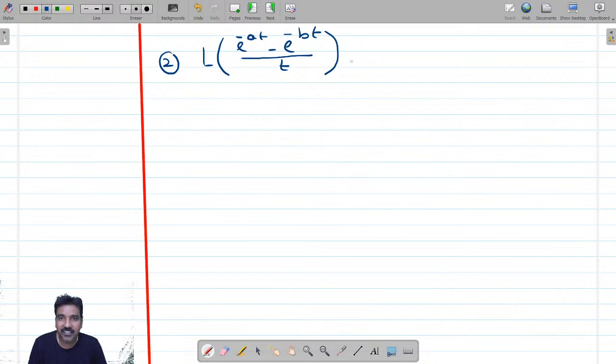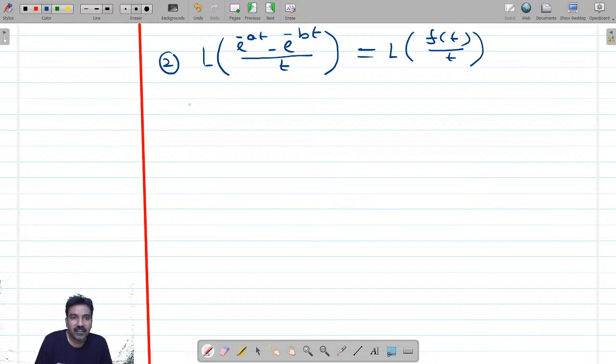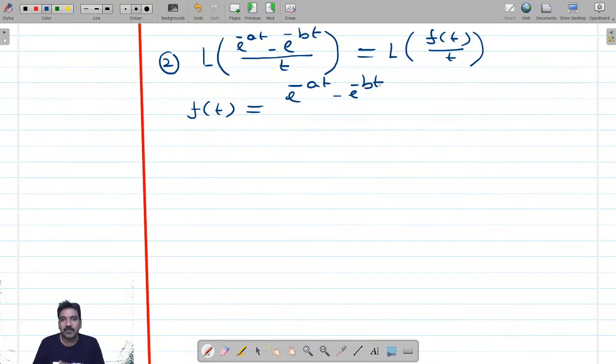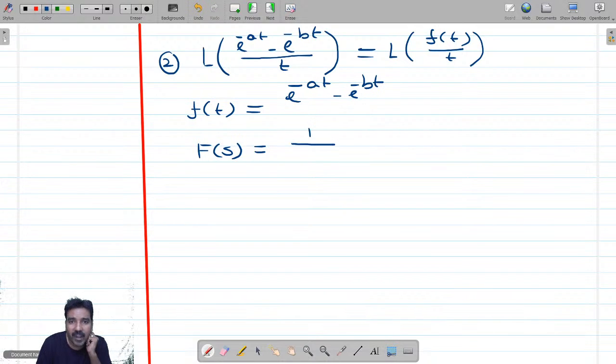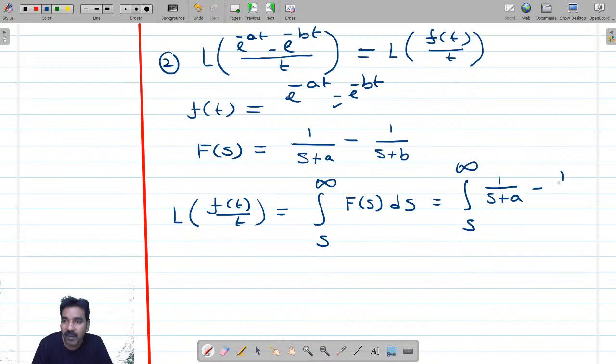Therefore, in this case, I can write this as the Laplace of f of t divided by t. So what is my f of t? E power minus at minus e power minus bt, that is f of t. So what is capital F of s? Its Laplace transform: Laplace of e power minus at is 1 by s plus a, Laplace of e power minus bt is 1 by s plus b. Anyhow, integral of 1 by s plus a minus 1 by s plus b ds. You can go for splitting.